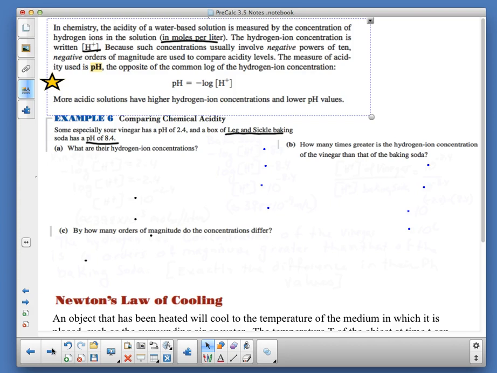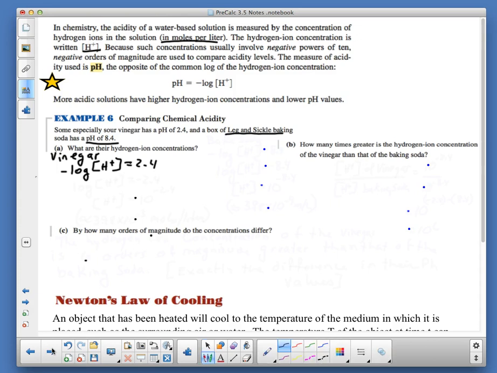So that's the opposite of our hydrogen ion concentration. So when I'm looking at this, if I'm talking about vinegar, the opposite of the log of the hydrogen ion concentration in vinegar is supposed to be 2.4. And they told me that right there. That's why I was able to do it.